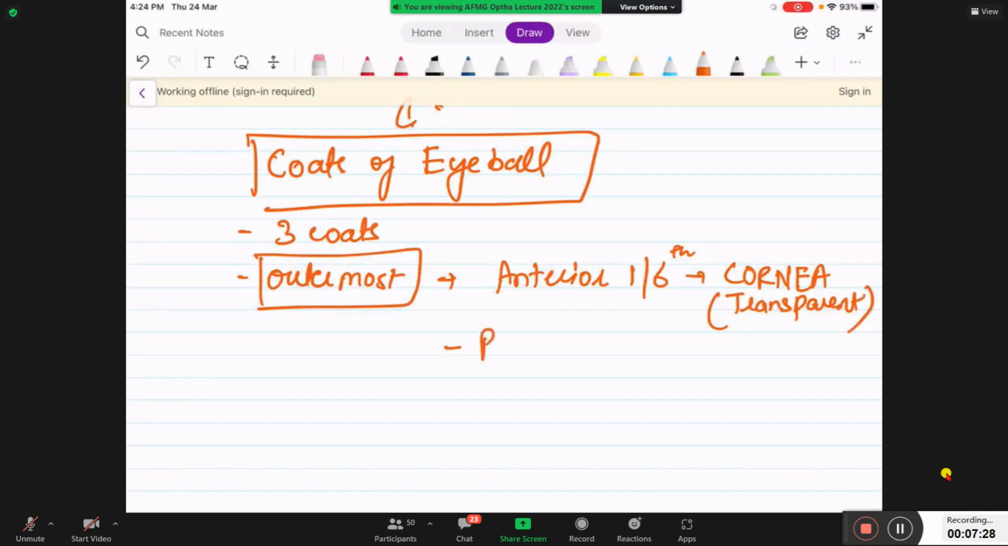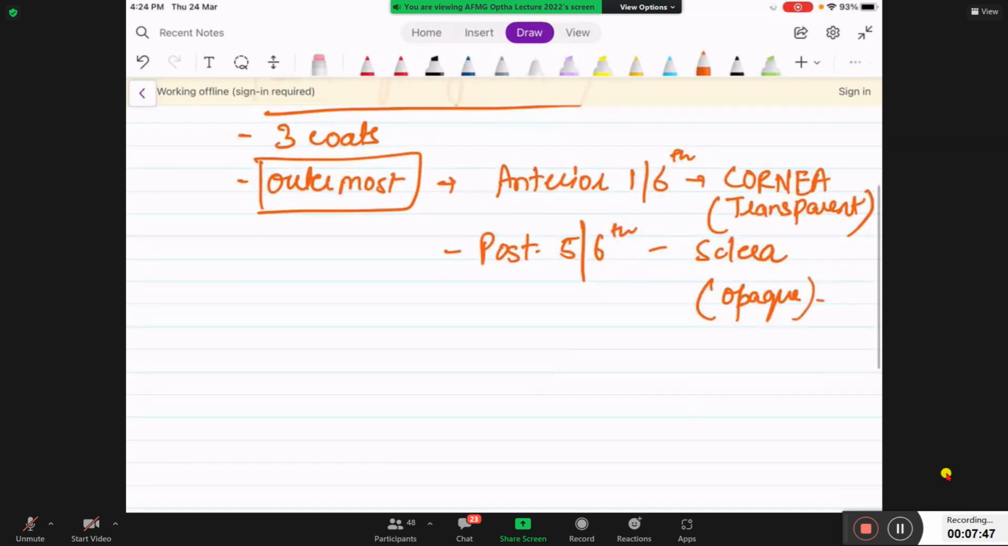Then comes your posterior 5/6 part, which is your sclera. And this sclera is opaque. The light rays cannot pass through it. Okay. And the third part, I told you, the junction, which is called your corneoscleral junction. Right? The junction between the cornea and sclera.